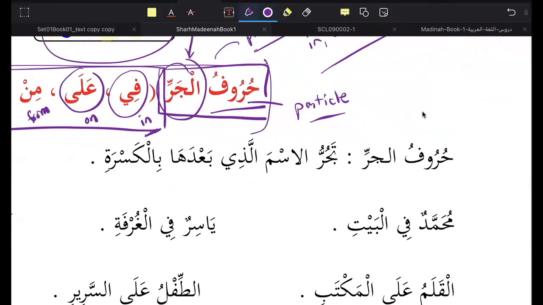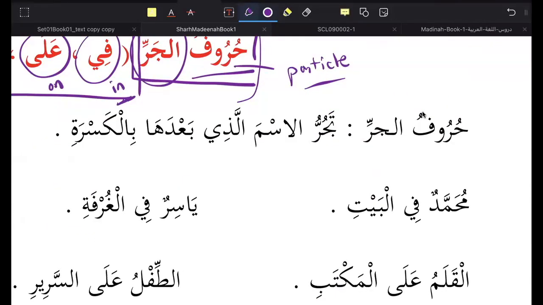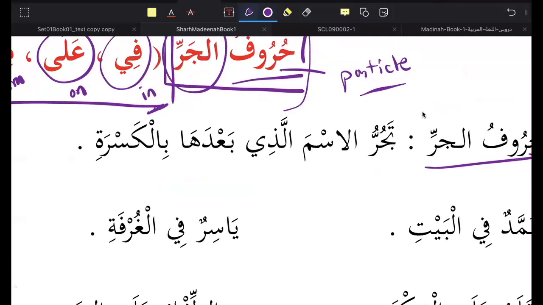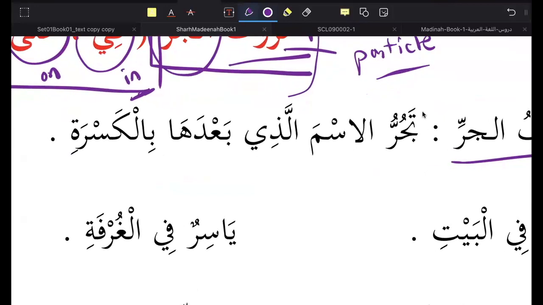So let's see what the author of this explanation said. He said حروف الجار تجر الاسم الذي بعدها بالكسرة. He's saying a lot of technical things here. First of all, tajurru. Here, again, we cannot take the linguistic meaning. I'll explain what tajurru means. But whatever it does, it does to al-ism. Here, ism doesn't mean name, it is the noun, the grammatical meaning. Alladhi ba'daha, which is after it.